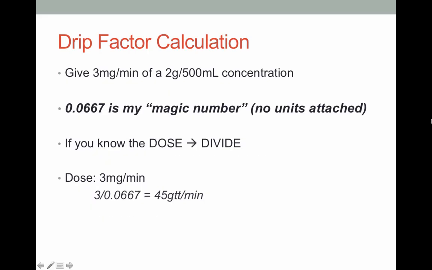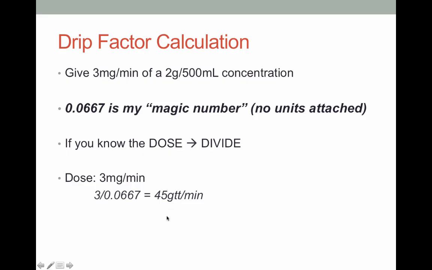Now how am I going to use my magic number? I've got the 0.0667 as my magic number. I've got my bag hung. It's hooked up to my patient. I'm ready to set my infusion rate. So if I know the dose, then I will divide. So remember the term: dose divide. If you know the dose, then you divide. So I've got my dose at 3 milligrams per minute. So I'm going to take that 3 and divide by my magic number, 0.0667, and that's going to give me 45.